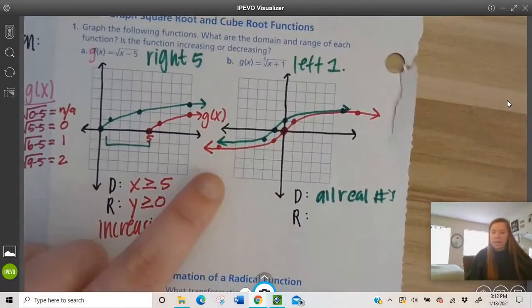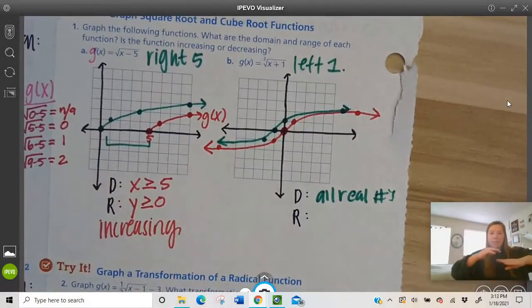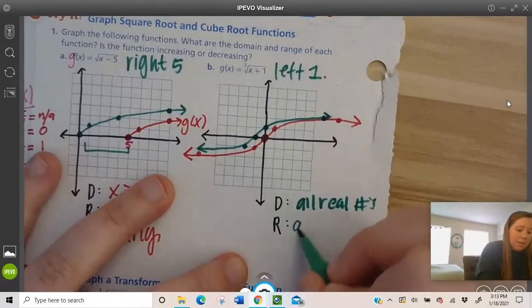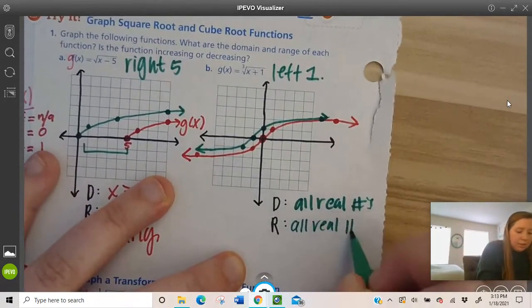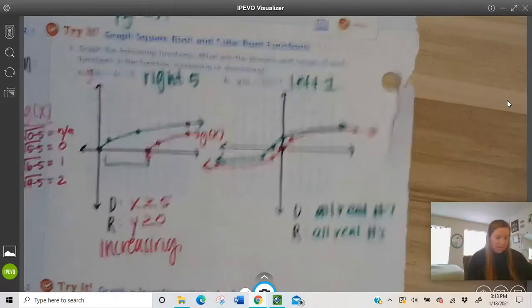And then again, range is if we're looking up and down at our graph. The lowest point my graph is going to go to is negative infinity. The highest point my graph is going to go to is positive infinity. So my range is all real numbers here as well. So we've identified the domain and range.